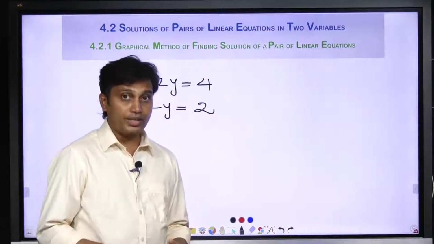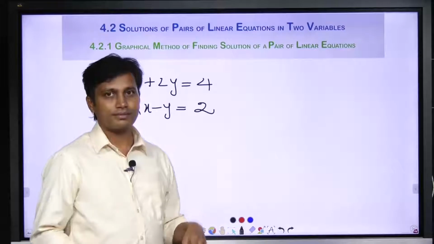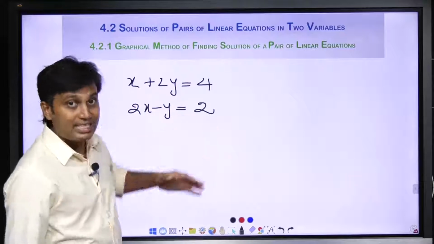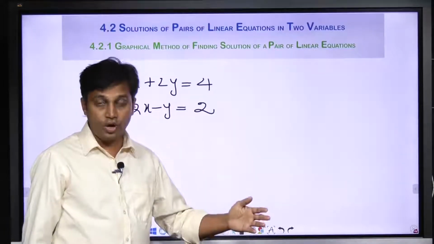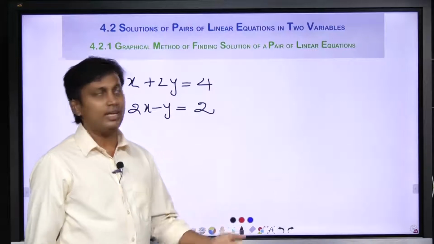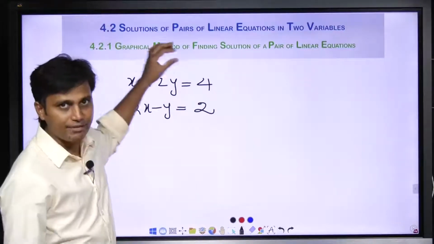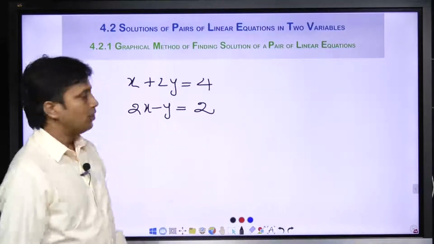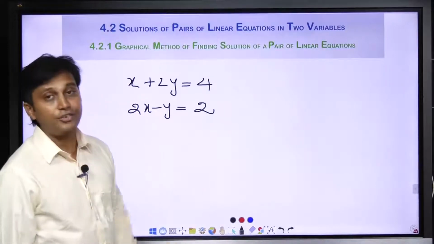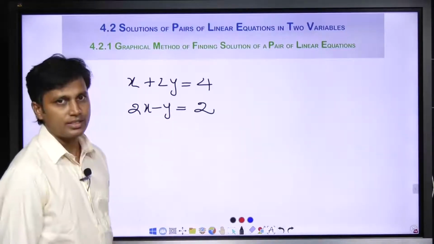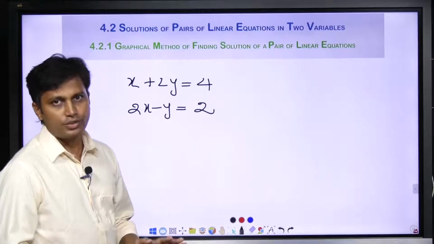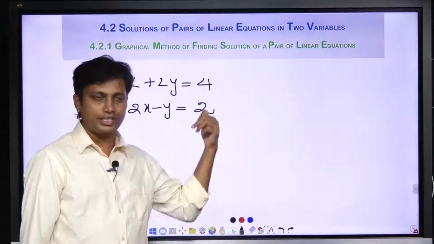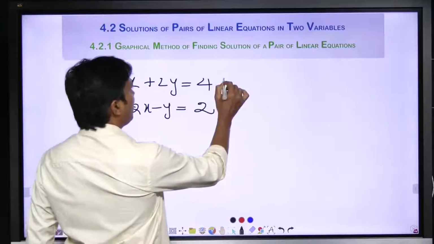Now I want to ask you, what is the solution for these two equations? This is a pair or not? Pair. And this pair is otherwise known as a system of linear equations also, or simultaneous linear equations also. Here in our textbook, the terminology given is solutions of a pair of linear equations in two variables. Okay. So this is a pair, and we need to find out the solution for this pair of equations. Actually, till now, what do you know? You know the trial and error method only. So how to solve these two? First solve.